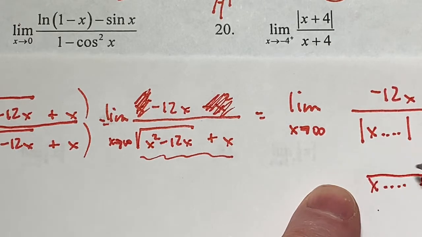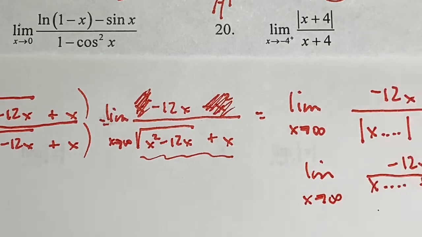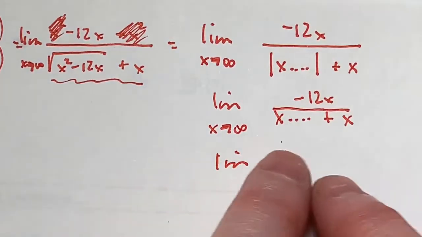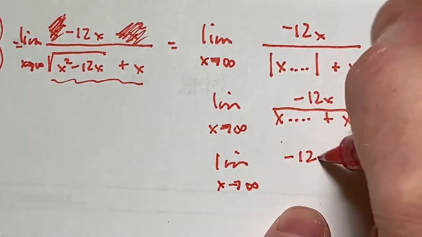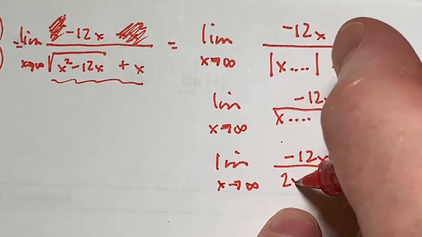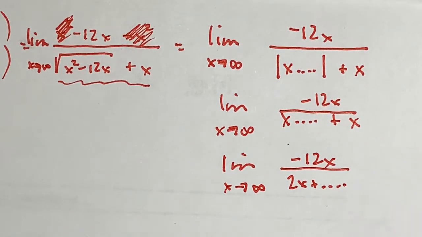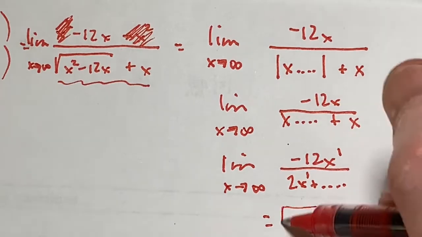And then now look what happened. Because now you have a fraction, this dot, dot, dot part doesn't matter. Check it out. Right now, let me move this over so you can see it. Right now, this dot, dot, dot part doesn't end up mattering because you get this negative 12x over this 2x plus dot, dot, dot. Whereas before, the dot, dot, dot would have mattered. But now it doesn't because all you're looking at is the highest powers. And negative 12 over 2 is negative 6.